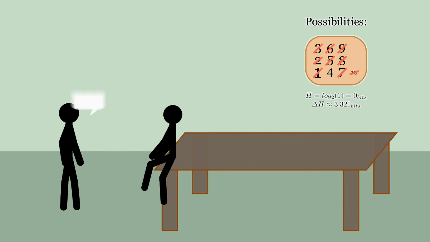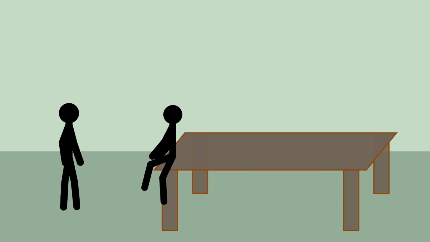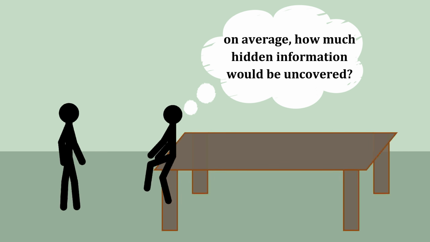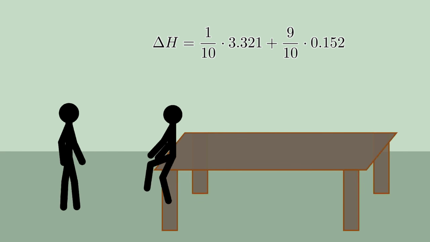But most likely, 4 isn't the number I picked, in which case you would reduce the options from 10 to 9 and reduce the entropy by just 0.15 bits. If we want to quantify how informative this question was, we simply take the weighted average of the entropy reduction. In our case, there's a 1 in 10 chance we reduced the entropy by 3.32 bits, and a 9 in 10 chance we reduced it by 0.15. So on average, it was reduced by about 0.47 bits.